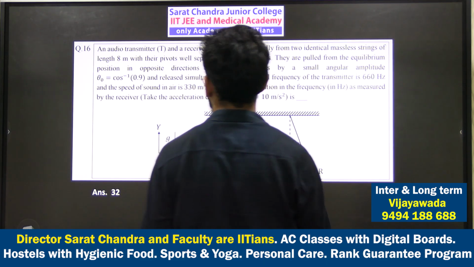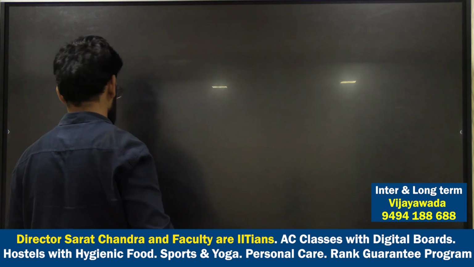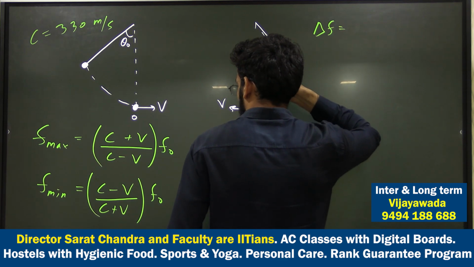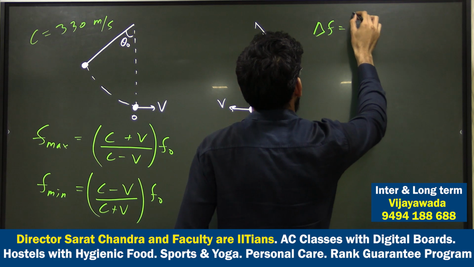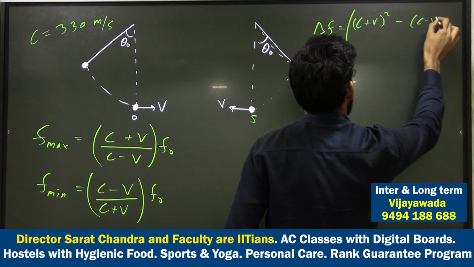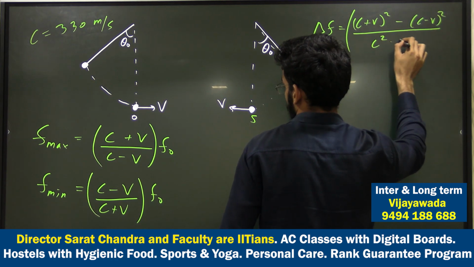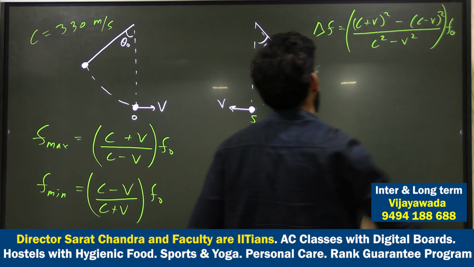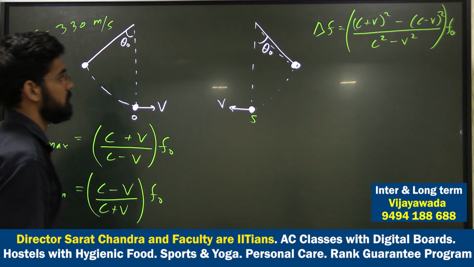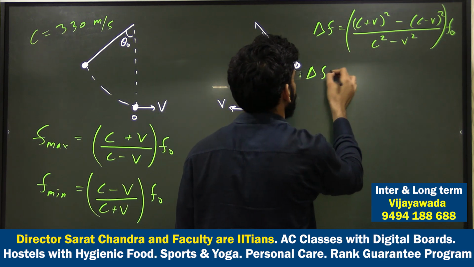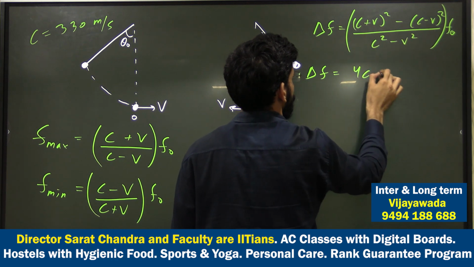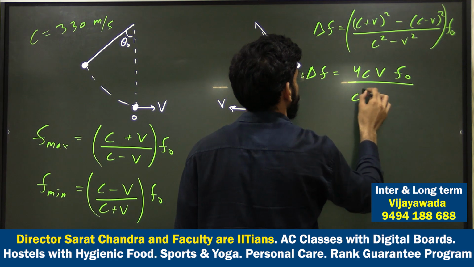The difference of this he is asking, if you read it, the maximum variation. So he is asking for the variation, so calculate delta F. If you solve here, maximum variation is C plus V whole square minus C minus V whole square by C square minus V square into F naught. You can subtract F max minus F minimum and take the LCM. Here C square V square cancel out, and you will have 2CV, 2CV, 4CV. So delta F is 4CV F naught by C square minus V square.